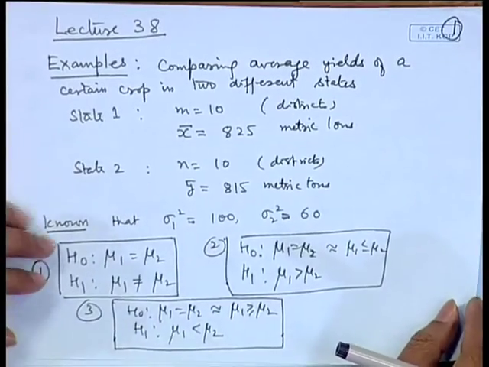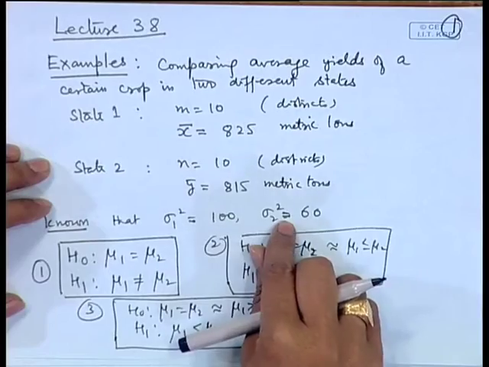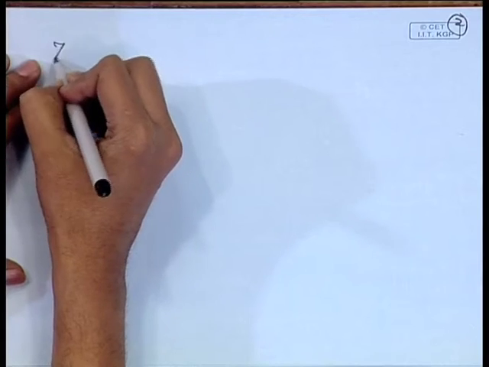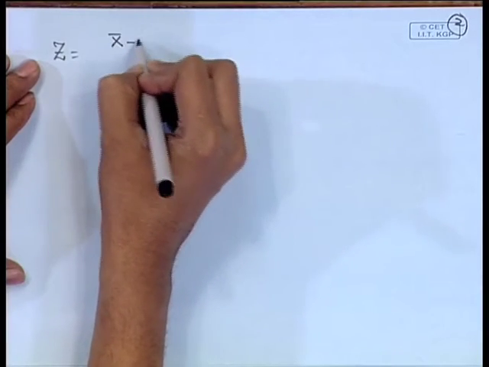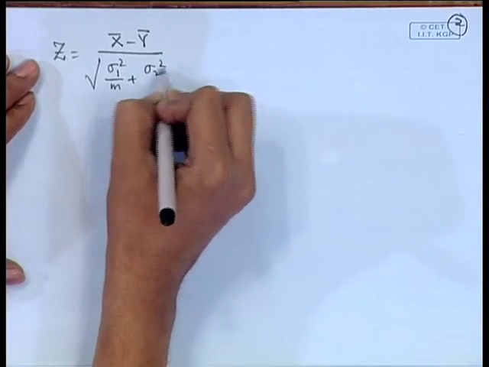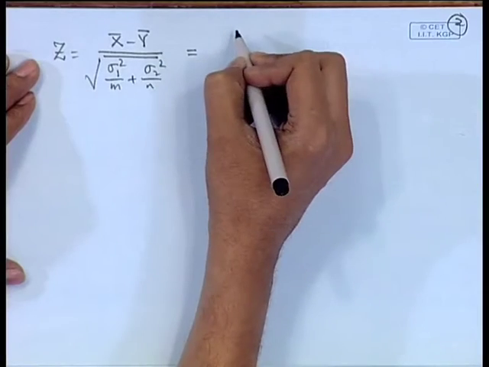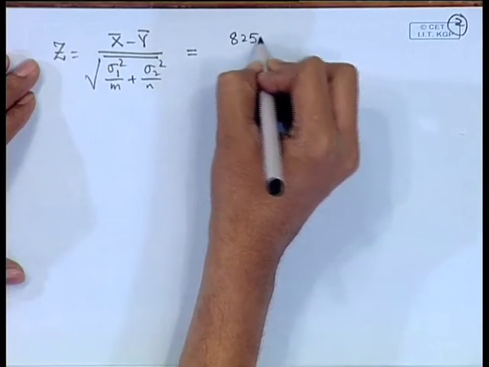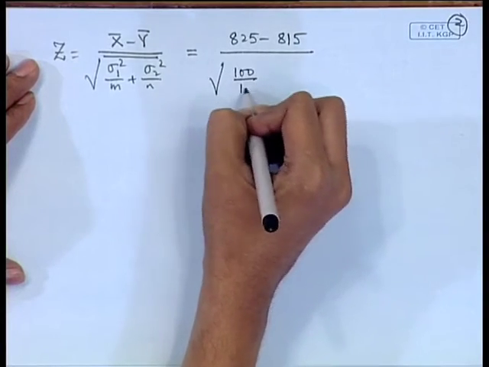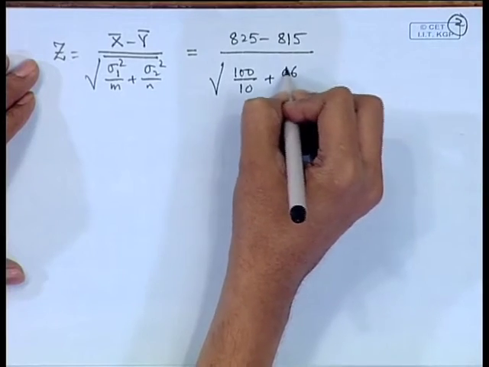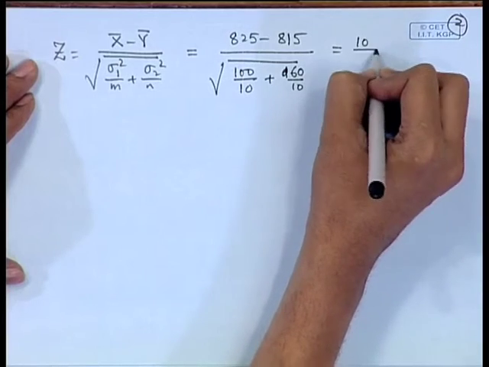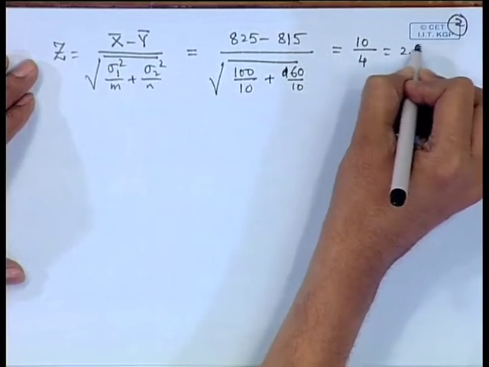Here, if the assumption that the variances are known is taken, then we will use the Z test statistic, that was given by x bar minus y bar divided by square root of sigma 1 square by m plus sigma 2 square by n. Now, substituting the values of x bar, y bar, then sigma 1 square by 10 plus sigma 2 square by 10, this value turns out to be simply 10 by 4, that is 2.5.